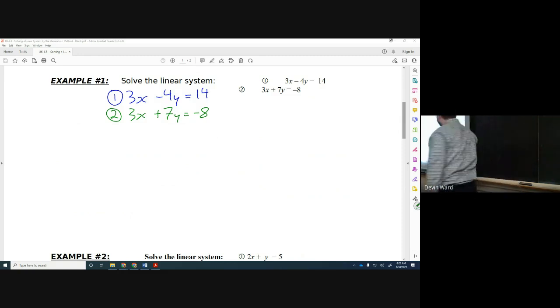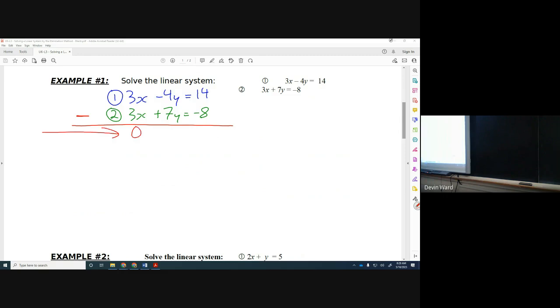Okay. So when we have these 2 equations, we want to line up everything together: line up the x's, line up the y's, and line up our numbers. And what we're going to do is subtract them. So we're going to have 3x minus 3x. What does that equal? 0. Okay? So that is the elimination. We've eliminated x entirely.